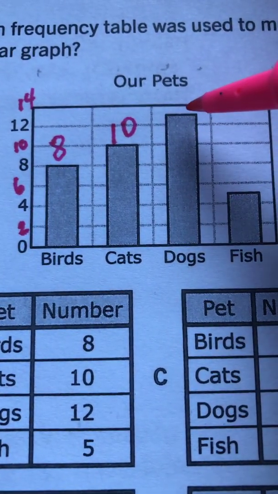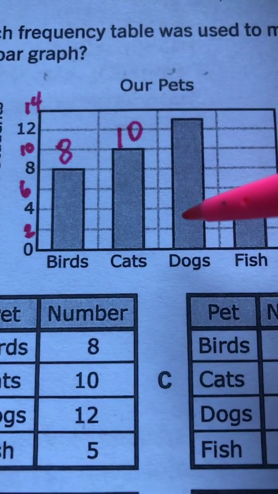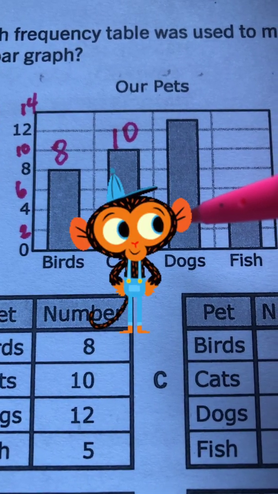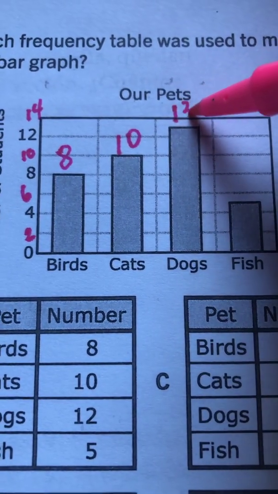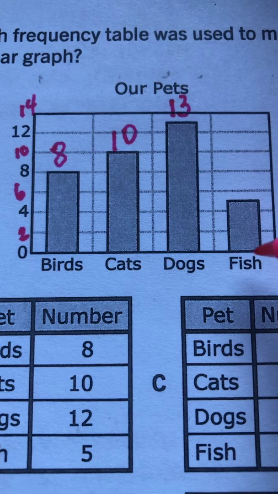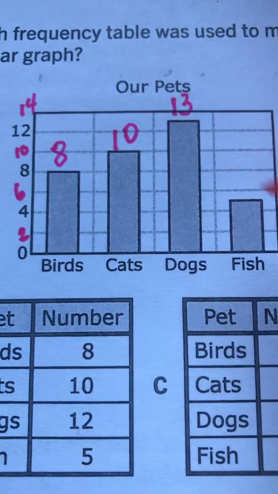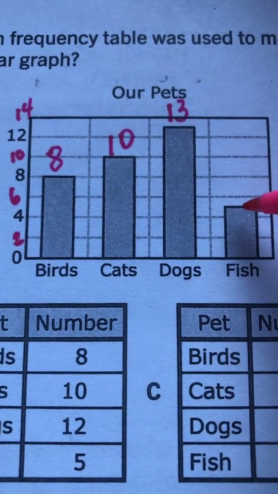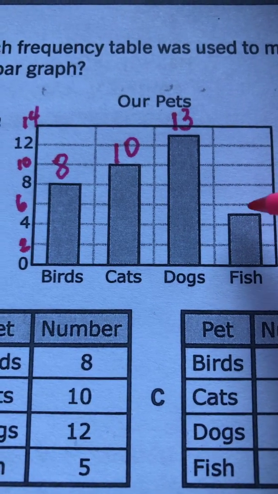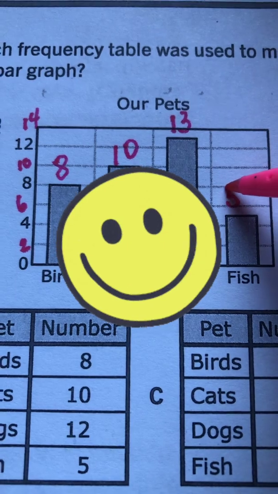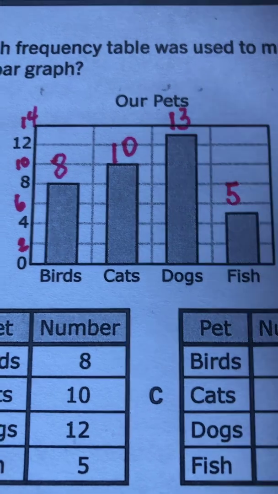And the number of dogs is right between 12 and 14. So what number comes between 12 and 14? You're right if you said 13. And now the number of fish is right between the 4 and the 6. So what number would come between the 4 and the 6? You're right if you said 5. So now that we have interpreted our bar graph, now I'm going to go and look at the question.